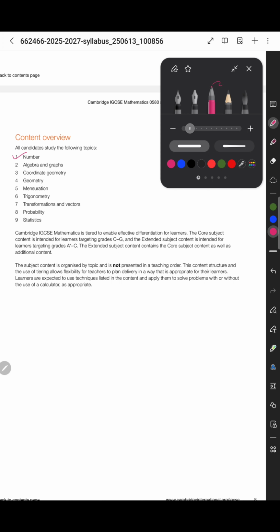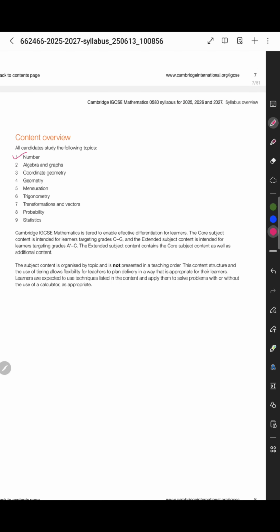From foundational number work and algebra to more complex topics like trigonometry, which you can observe clearly, and also statistics, probability, transformations and vectors, mensuration, geometry, coordinate geometry, algebra. So when you look into all of them, we clearly understand this: most of it you have already been prepared for in Stage 9, that is your checkpoint.